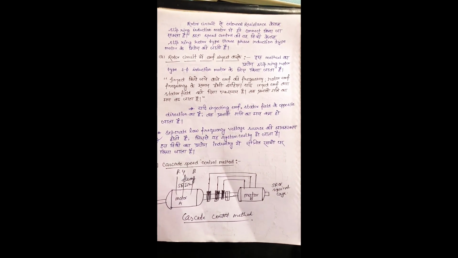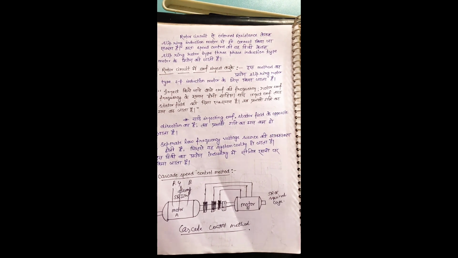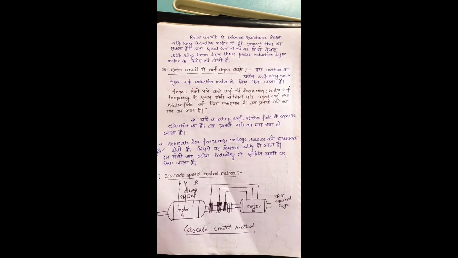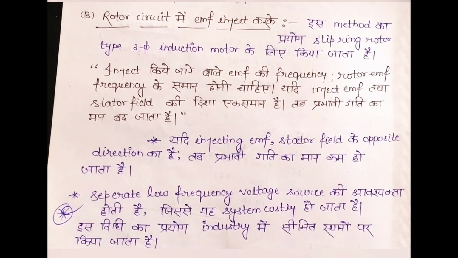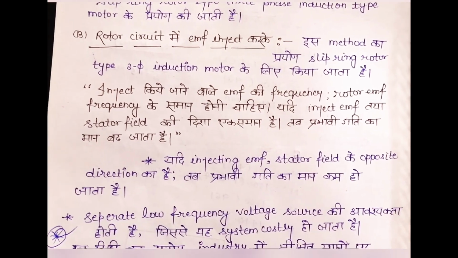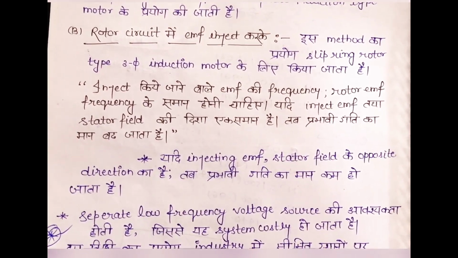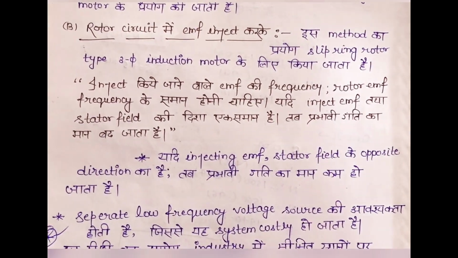If the direction of the stator field and the injected EMF is the same, then the effective value of speed increases. If the direction of the injected EMF and stator field is opposite, then the effective speed decreases. The drawback of the system is that we require a separate low frequency voltage source, so the system becomes very costly. The system is used in industry at certain places.